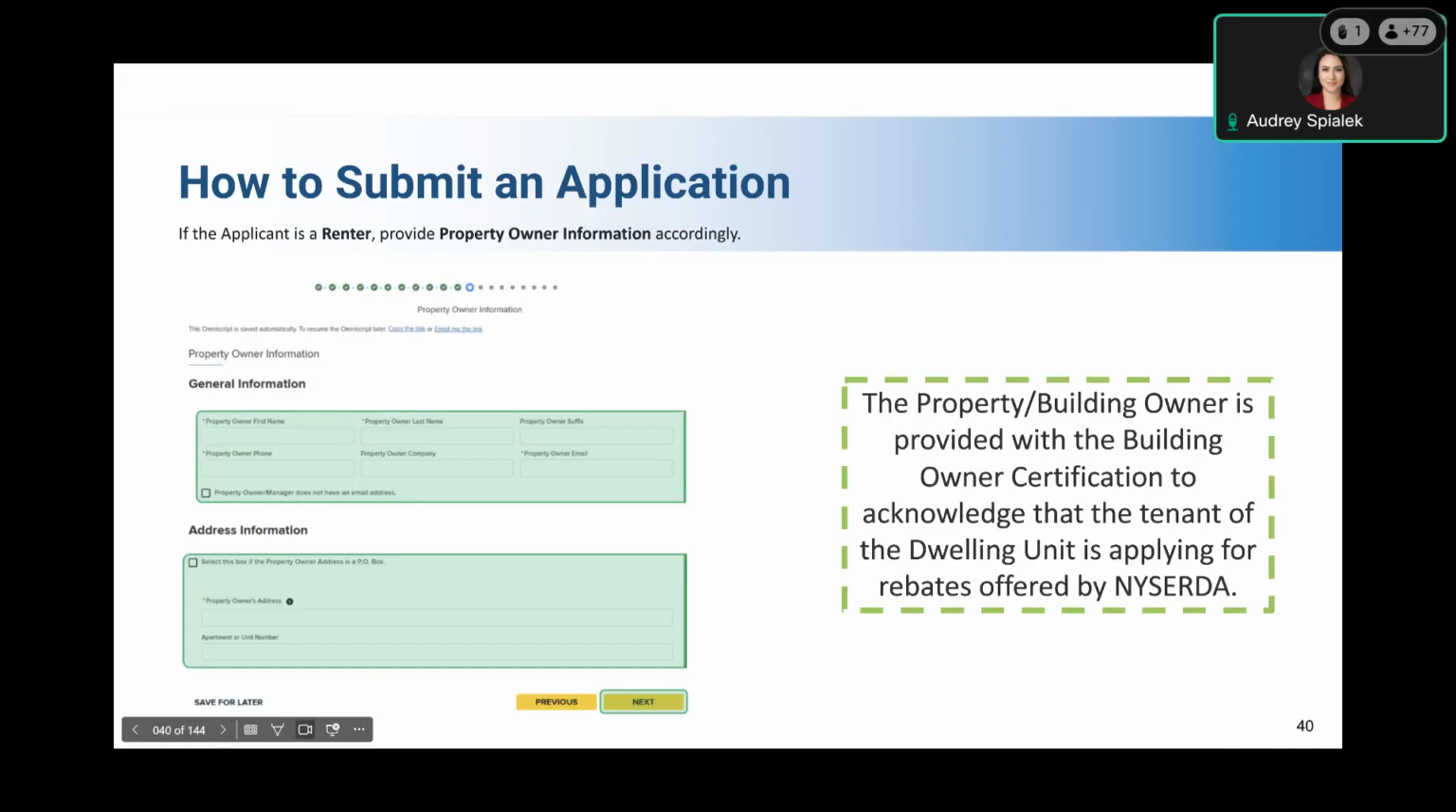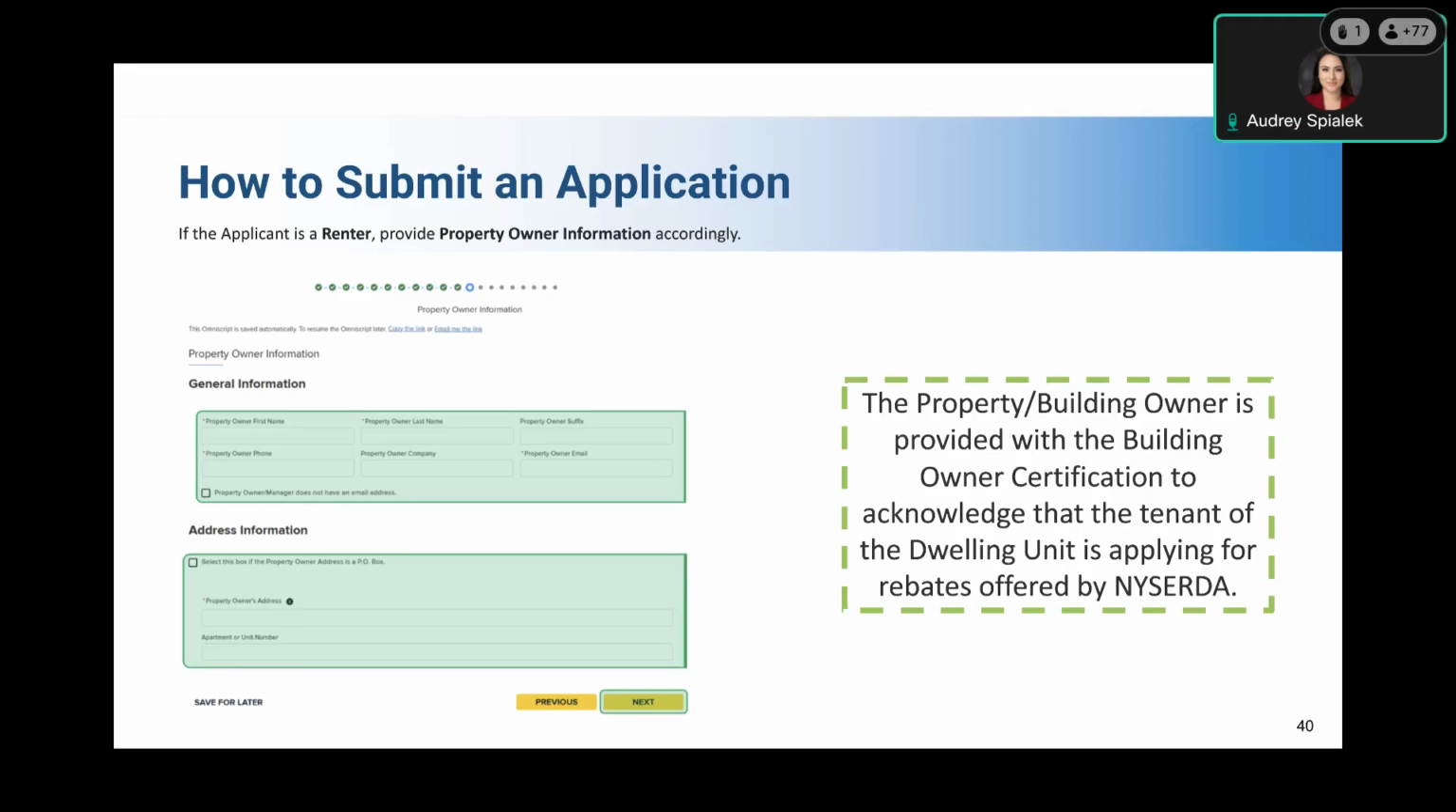Okay, so if the applicant is a renter, you'll notice another section that asks for property owner information. Very important here, we need to make sure that we have the property owner's first and last name, their phone number, and their email address. If they don't have an email address, same concept as what we mentioned before, go ahead and select that box that says they do not have an email. Or if they have a PO box, we want to make sure to clarify that they receive mail at a PO box.